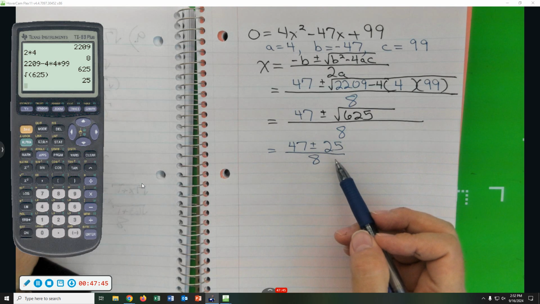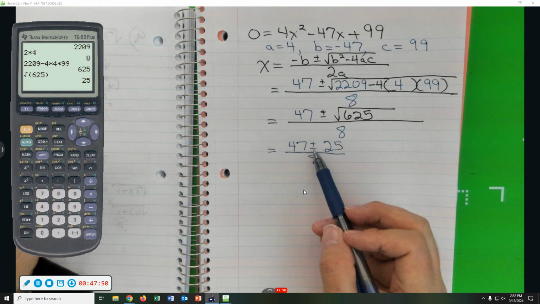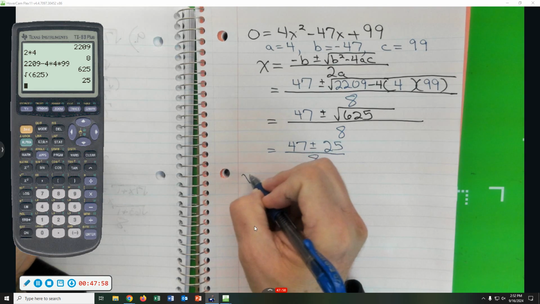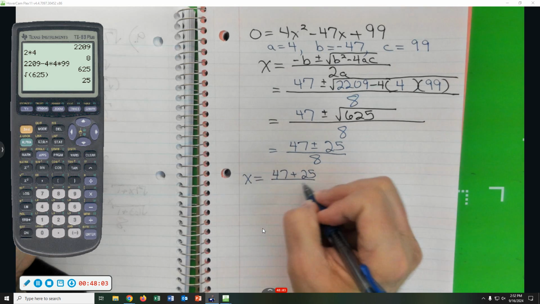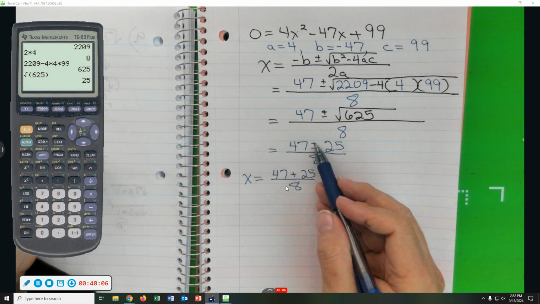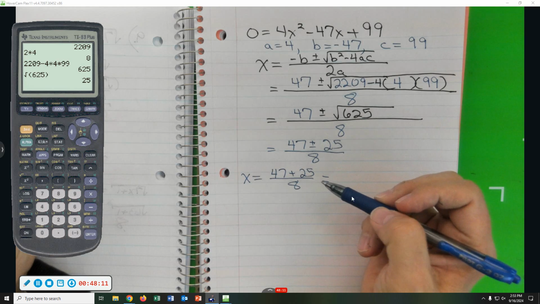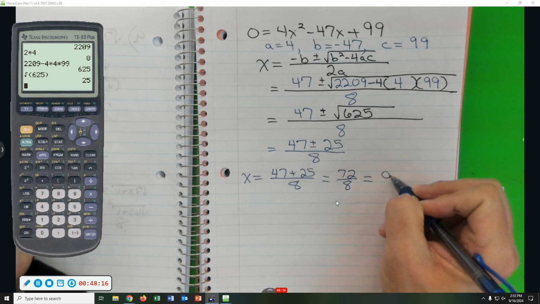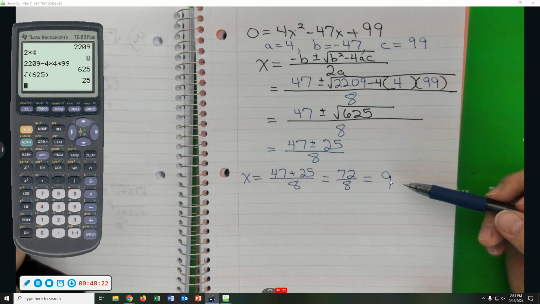But you can't leave it like this. If it's not factorable and you're left with the radical in your answer, then leaving it with the plus minus is fine. But if there's no radical, you should be able to split up 47 plus 25 all over 8. We're looking at the plus possibility first. That's going to give me 72 all over 8, which reduces to 9. Is that one of the answers we got when we were factoring? Yes.